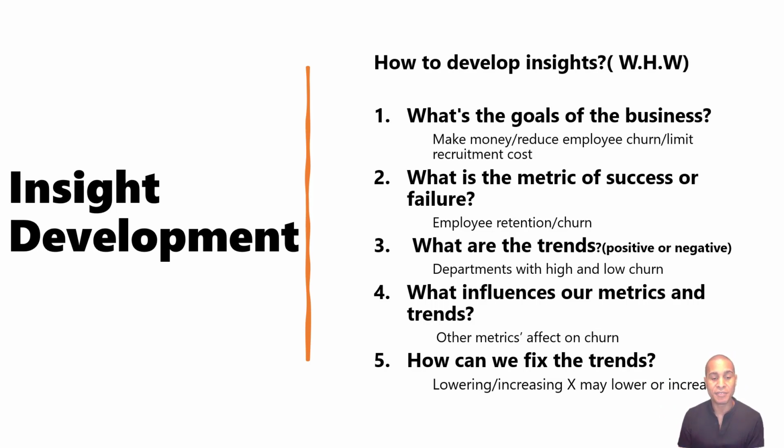What is the metric of success? Employee retention or employee churn can be what we can focus on. What are the trends? For example, which departments have high churn? Which departments have low churn? What influences our metrics and trends? So what other metrics are tied to churn? And how can we fix the trend? That's another thing that we will have to answer through our analysis.